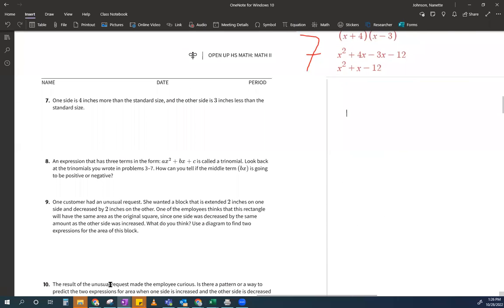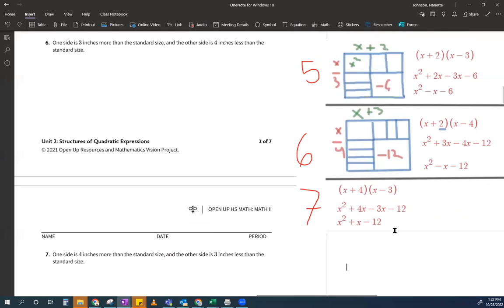Okay, so the next little part is just a question. It's asking, an expression that has 3 terms is called a trinomial, like a tricycle, right? Tri meaning 3. 1, 2, 3. Look back at the trinomials you wrote for problems 3 through 7, and how can you tell if the middle term, this middle term right here, is going to be positive or negative? How do you tell if this middle term is going to be positive or negative?